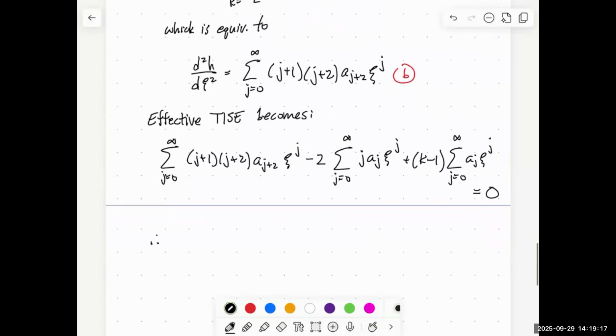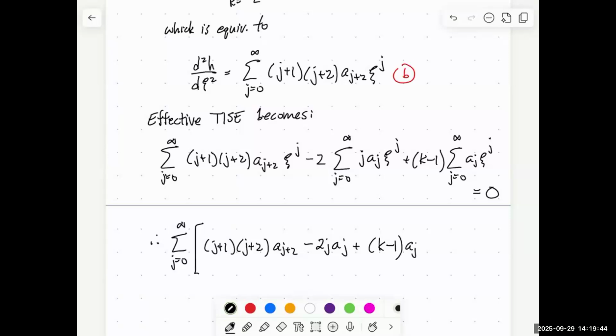So we could write this. Let's factor out the sum. We have the sum with j equals 0 to infinity of: (j plus 1)(j plus 2) a_{j+2}, and then in the second term, minus 2j a_j, and then in the third term, plus (k minus 1) a_j. All of those multiply z to the power j, and that has to be equal to 0.